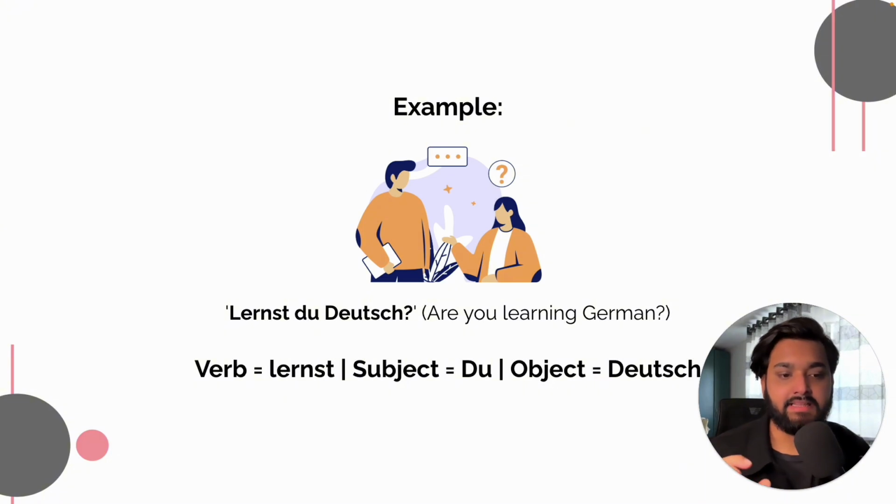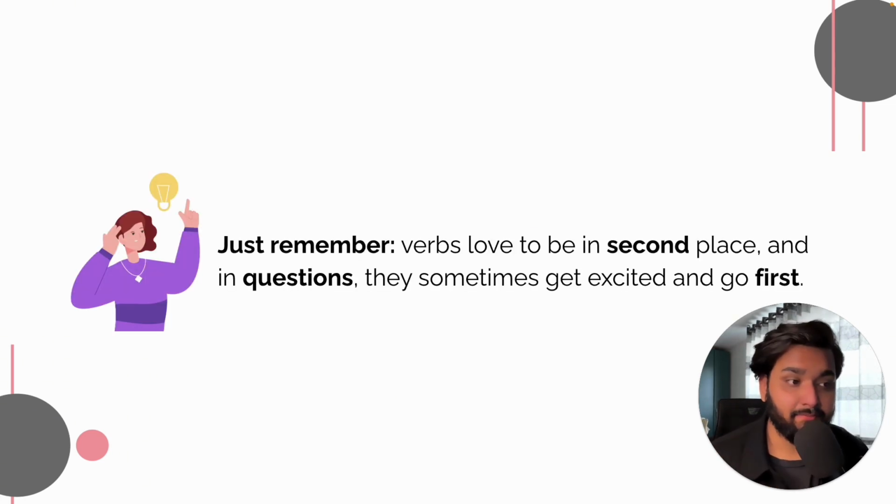That means in question cases, you have to just switch the verb and subject, okay? In normal sentences, it's subject, verb, object. In questions, it's verb, subject, then object. Just remember, verbs love to be in second place, and in questions, they sometimes get excited to go fast.